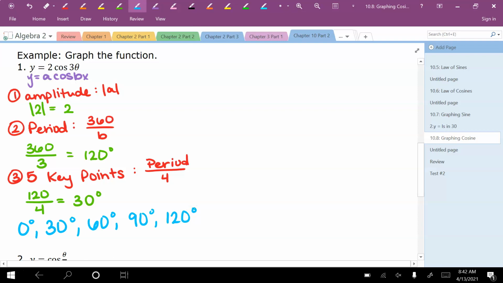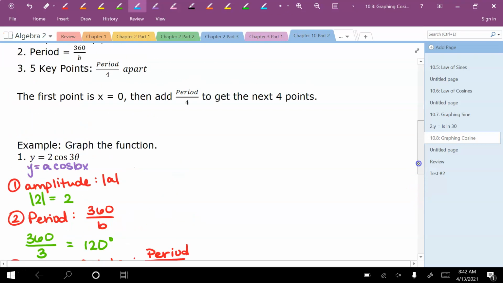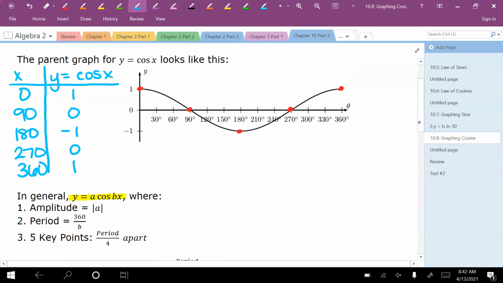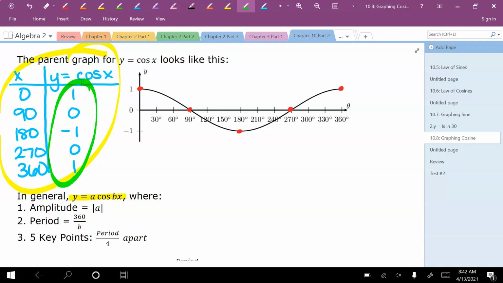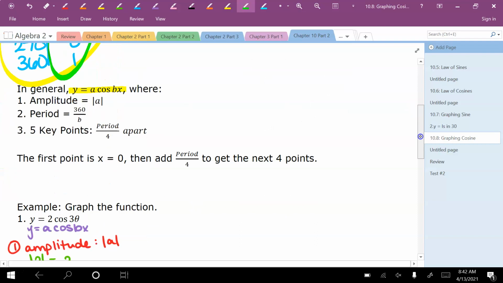Now, like I said, my y values are a little bit different here because of where cosine starts. So if I'm using this table that I had up here for you guys, these points here, those are my y values, but my amplitude for this one was a 2. So all of those numbers are going to be multiplied by 2, because that 2 tells us how far up and how far down from the middle of the graph that we go.